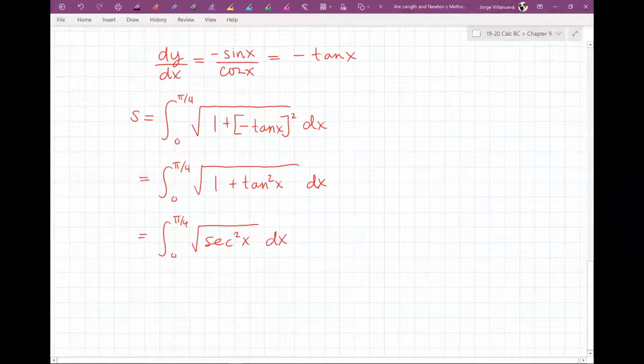By the way, you'll notice a lot of these arc length problems tend to break down really nicely. So notice the square root of secant squared is just secant, right? So the integral from 0 to pi over 4 of secant of x dx.